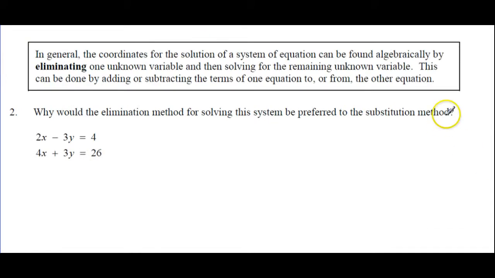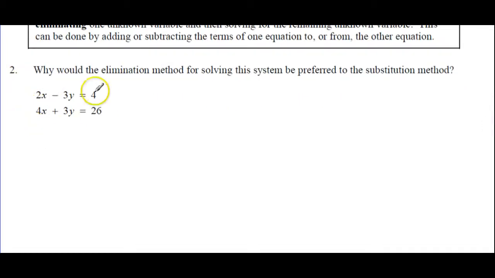In general, the coordinates for the solution of a system of equations can be found algebraically by eliminating one unknown variable and then solving for the remaining unknown variable. This can be done by adding or subtracting the terms of one equation to or from the other equation. Why would the elimination method for solving this system be preferred to substitution?